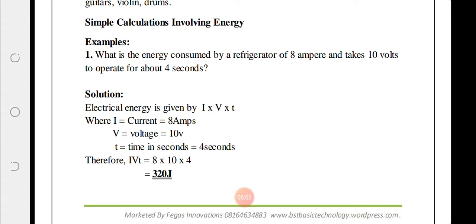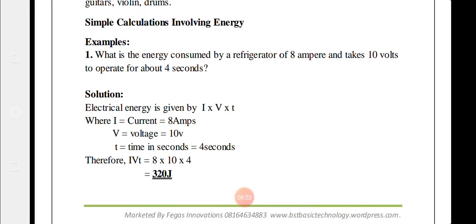Because power is the rate at which work is being done, and whenever we have rate we are always having time. That's why you can see 4 seconds in this example. I have told you in class that P is equal to IV. But if it has time in it, if it's talking about energy consumption, it will be P is equal to IVT, or energy consumed equals IVT.